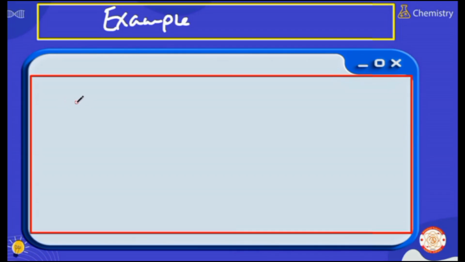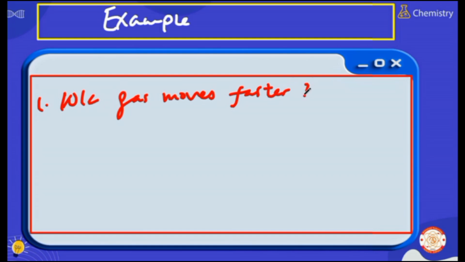Alright, now let us see an example. Which gas moves faster? Is it light gas or heavy gas?